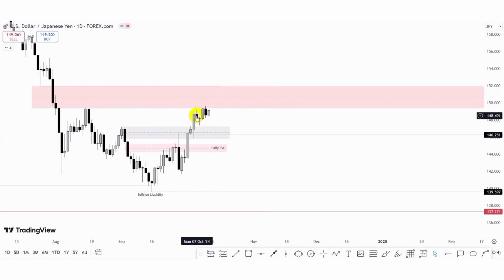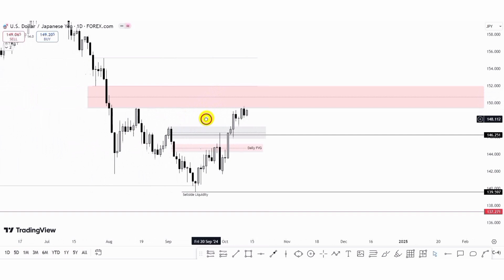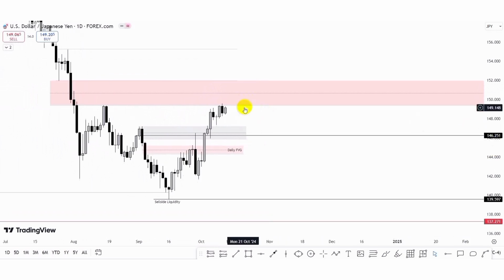What we can see is that price actually dipped lower, but then price mitigated the high of this order block, and then we can see the push of price to the upside. So for the coming week, my expectation is still bullish, but then we could see price drop to the downside to take out this sell side liquidity, and then we have the continuation to the upside.